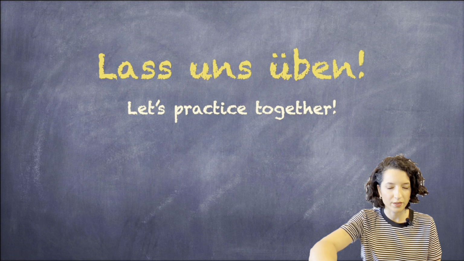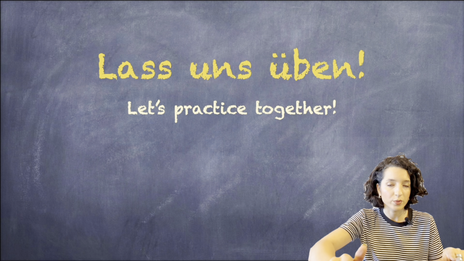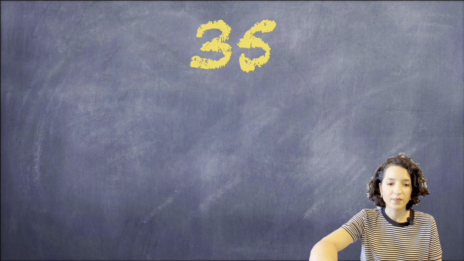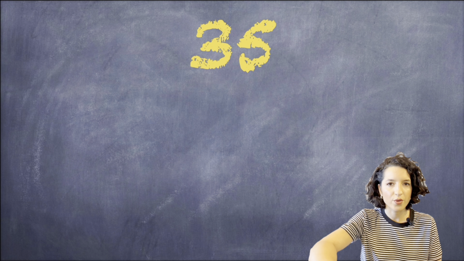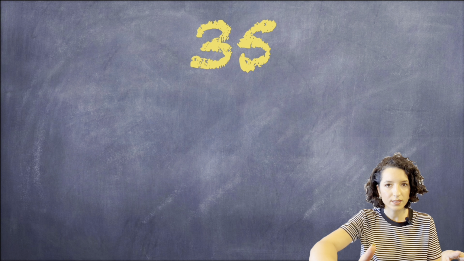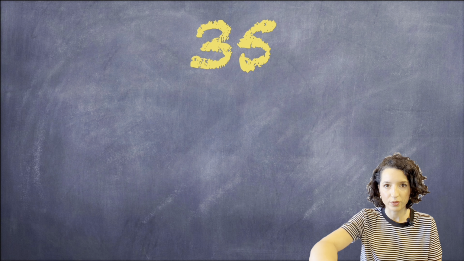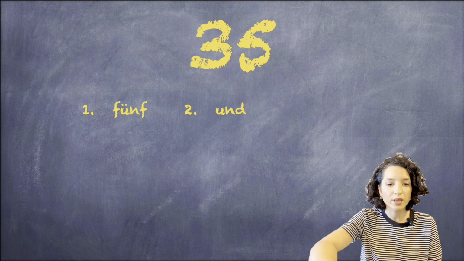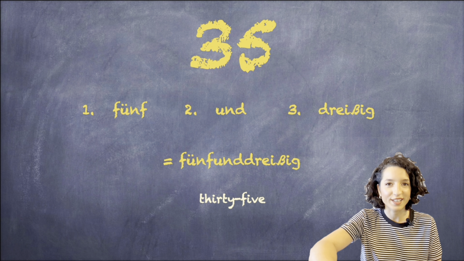Now let's practice together. I ask you a number and you will say how to say it. And I will show you the answer then. How do you say 35? Let's take it slow. We start with the unit digit, 5. Then we add und, and we continue with the tens digit, 30. And we have 35.